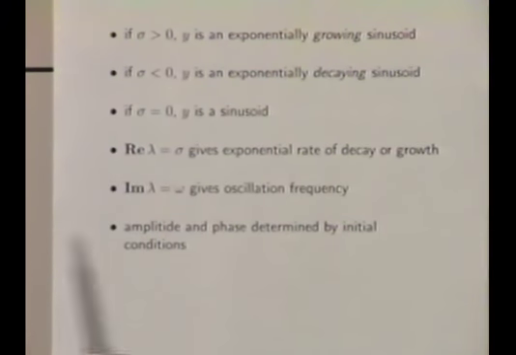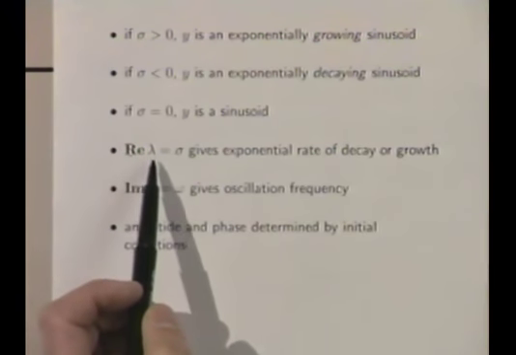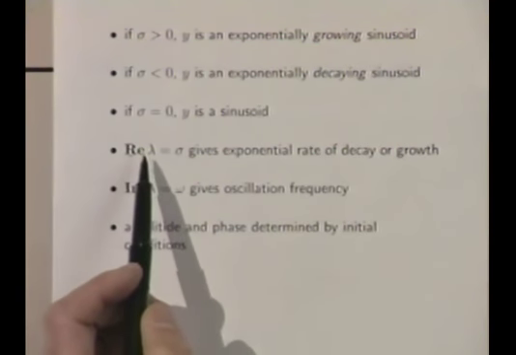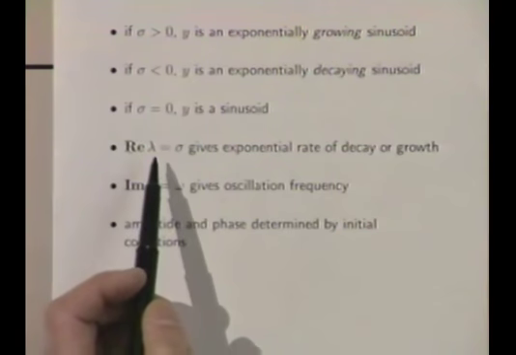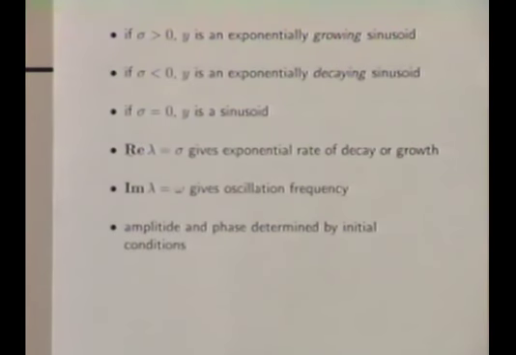Another way to say the same thing is that the real part of this root of that characteristic polynomial gives you the exponential rate of decay or growth. So if sigma is plus 3, that tells you there's an e to the 3t term in there, and it tells you that, for example, in 1 second, the solution got a lot bigger, specifically e cubed bigger, right?